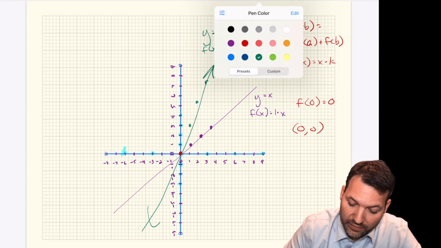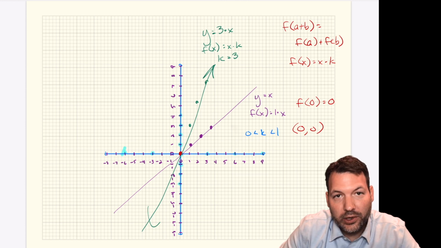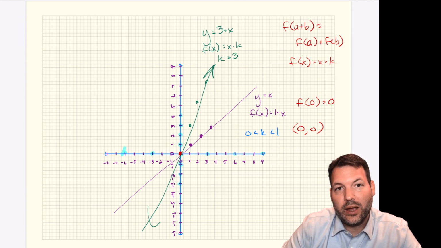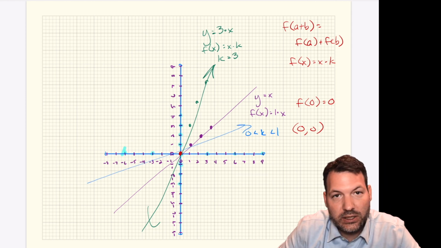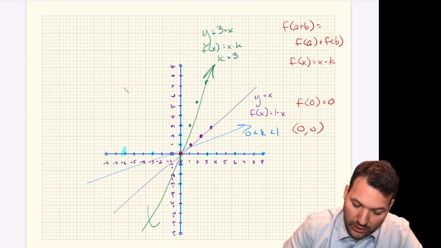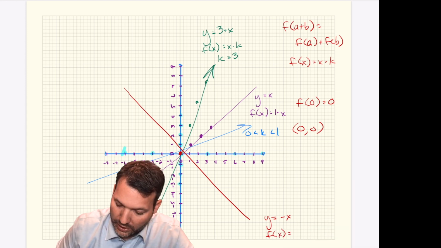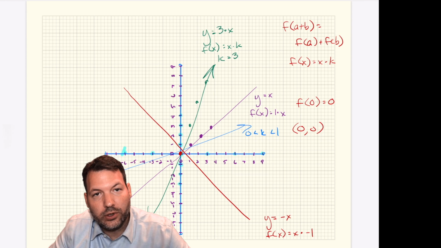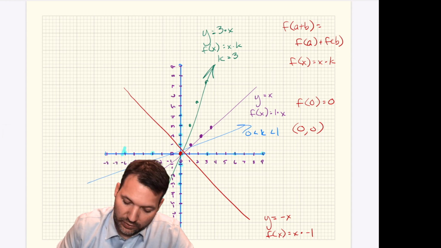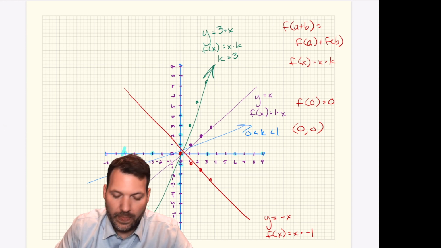If I wanted some k value that was between 0 and 1, I would end up with these more shallow lines because I'm taking my output and making it a fraction of my input. And so it's causing it to be less steep. You can imagine, probably easily enough, another line over here, y equals negative x, or f of x equals x times negative 1, that simply relates every positive integer to its opposite, to its negative. So 1 corresponds to negative 1, 2 to negative 2, 3 to negative 3, and so on.